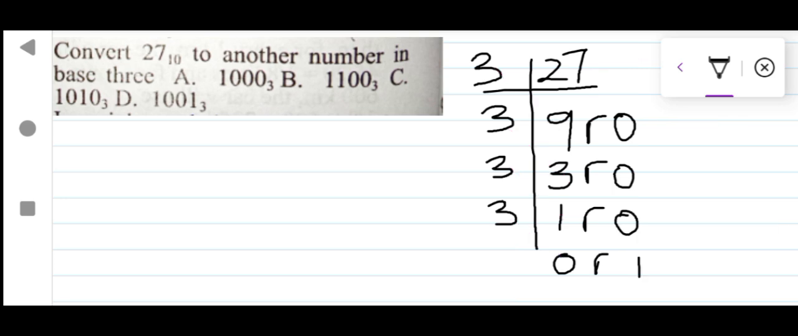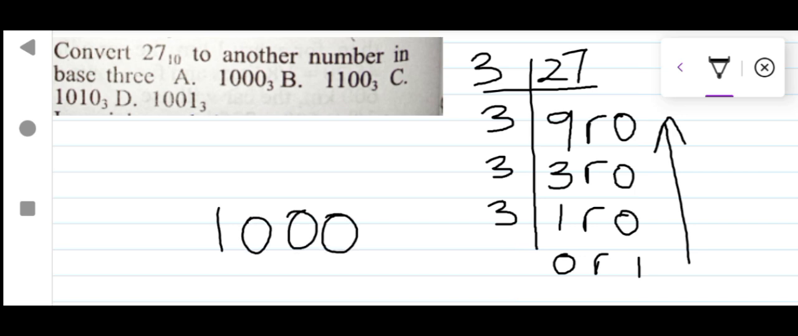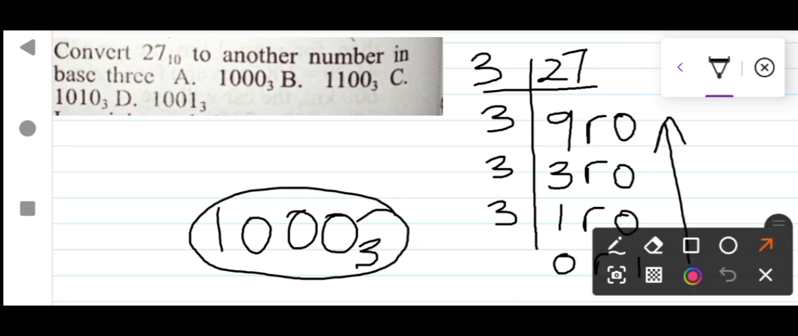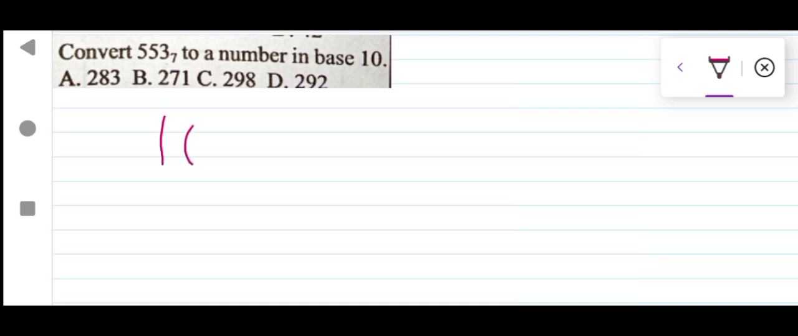So what you want to do now is go upward and read the number as 1 0 0 0, and since we are dividing through by 3, that's in base 3. So this is the correct option. And let's check the right option, 1 0 0 0 base 3, and you agree with me that that is option A.